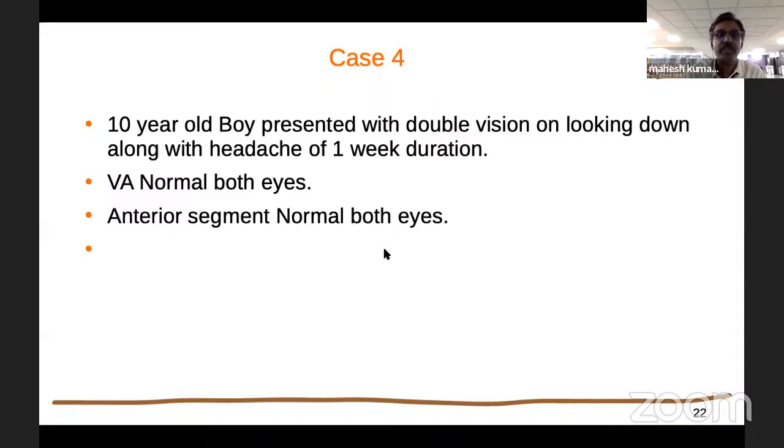Next is a young boy with double vision on looking down. So far, in the first three cases, we were looking at an infection of tuberculosis.